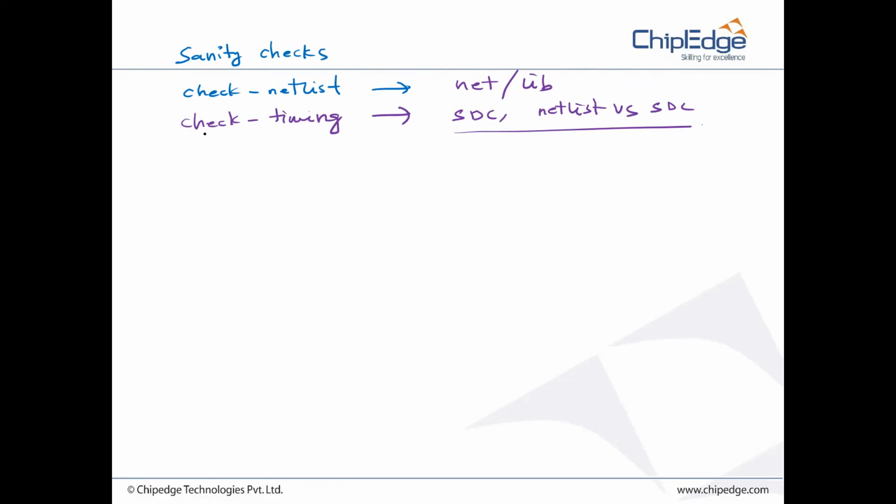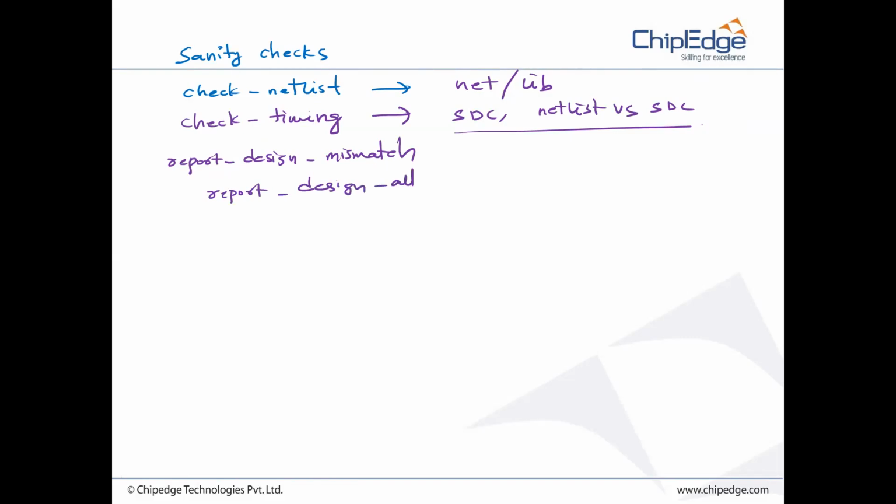What is that? Report_design_mismatch, right? Previously it was check_design. I don't know why they have changed it to report_design_mismatch. And we have used something like report_design with all, right? So design all, we have used.